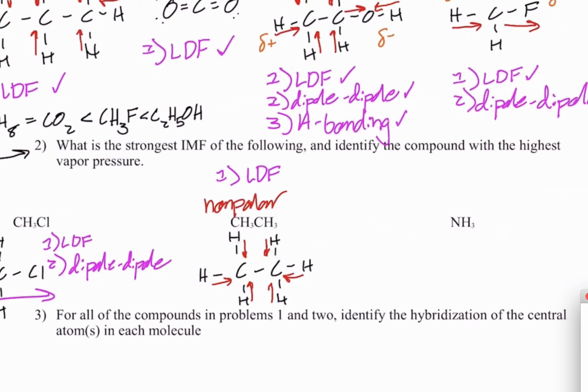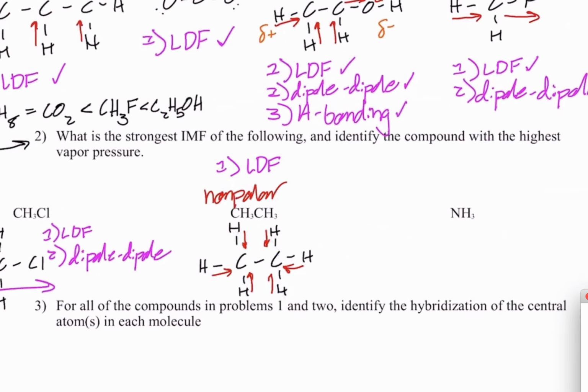And additionally, there's no hydrogen bonding because those hydrogens are only bonded to a carbon and they have to be bonded to a fluorine, oxygen, or nitrogen, okay? So London dispersion is the highest force that CH3CH3 has. So I'll go ahead and underline the most important in each one. So now if we do NH3, we'll do that in black.